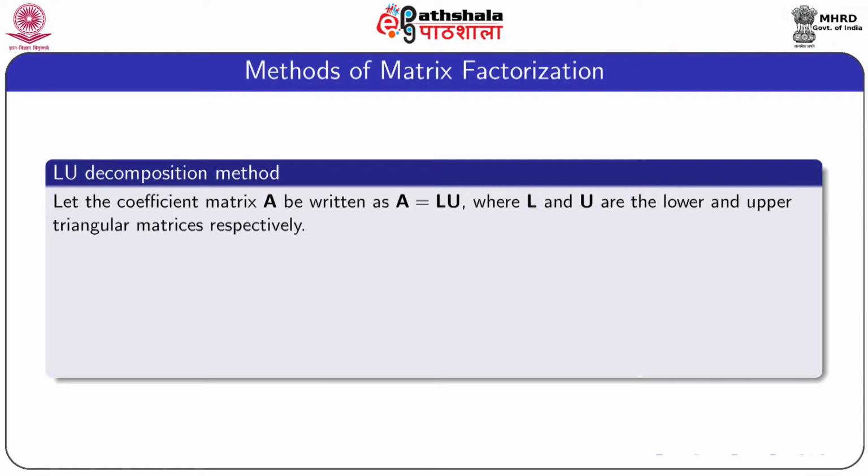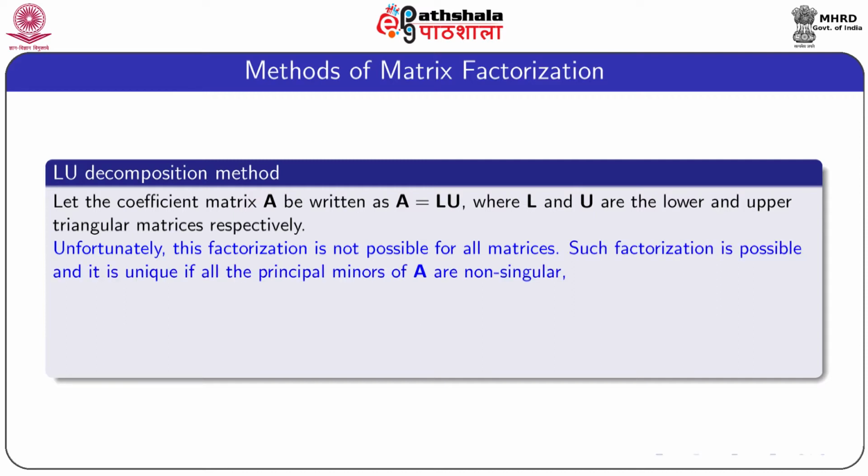Let the coefficient matrix A be expressed as a product of two matrices, one is L and the other is U, where L and U are called the lower and upper triangular matrices. Unfortunately, this factorization is not possible for all types of matrices.